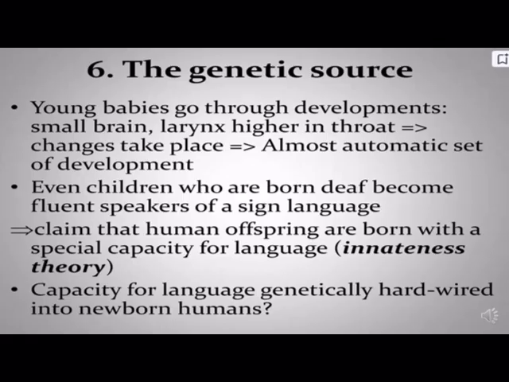Our first point is that young babies go through developments. So let's discuss how young babies go through different developments. The young babies are around the age of 12 months, and they have a small brain, and the larynx is higher in the throat. The changes take place in an almost automatic set of development.